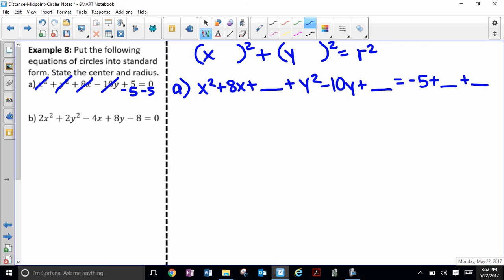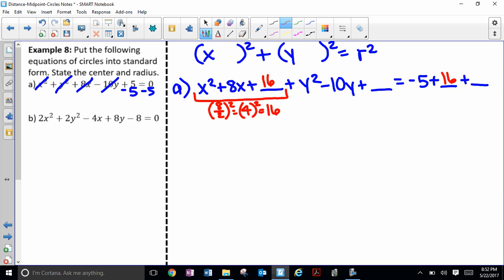Okay, next. I'm going to focus just on the x piece, so I'm going to put that in red here. To complete the square, you take the b value, which is 8, divide it by 2, and we're going to square that number. So what's 8 divided by 2? 4. And 4 squared is 16. So I'm going to add 16 here to make a perfect square trinomial.